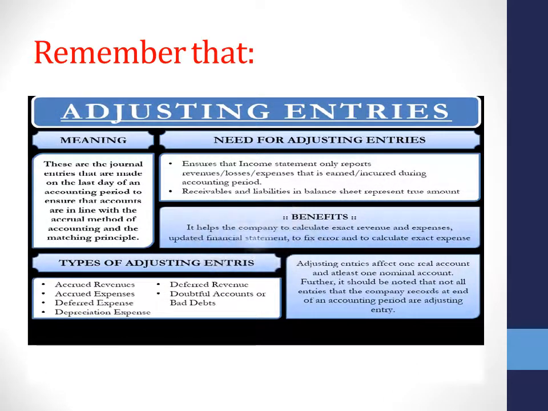Let's remember what is adjusting entries. Adjusting entries are journal entries made at the end of the financial year. The purpose of doing adjusting entries is to make sure that expenses and revenues reported within the income statement are those expenses and revenues that really belong to the current financial year. So we need an adjusting entry in order to make sure that this expense belongs to the current financial year and this amount of revenue belongs to the same current financial year.